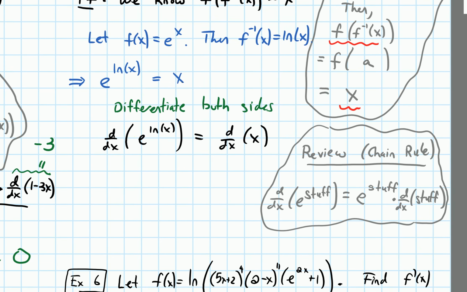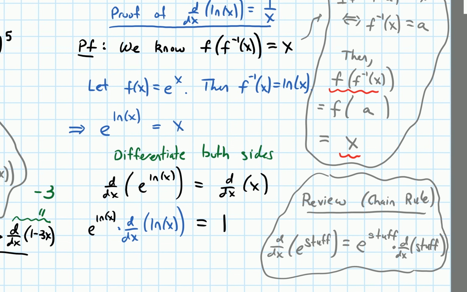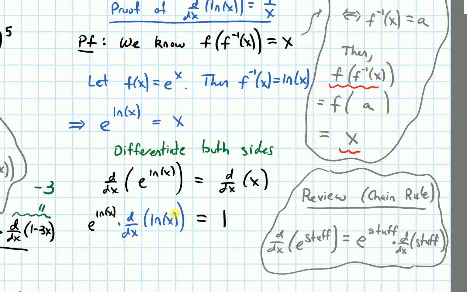Alrighty, so now let's take the derivative of the left-hand side using that chain rule. If we do that, we'll get e to the stuff, which is e to the ln of x, times the derivative of the stuff. So the derivative of ln of x, and this equals the derivative of the right. The derivative of x is just 1. Okay, so we are trying to figure out what the derivative of ln of x is in this process. And now it's shown up.